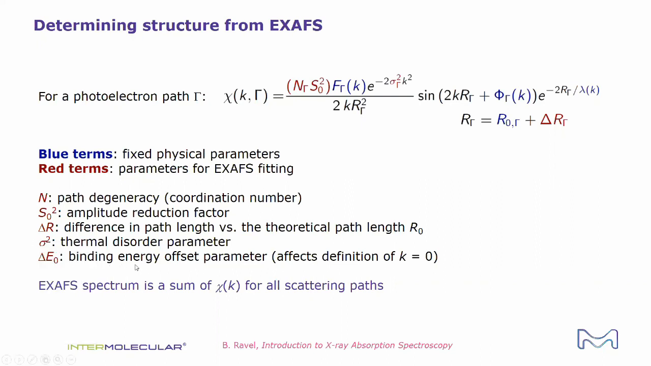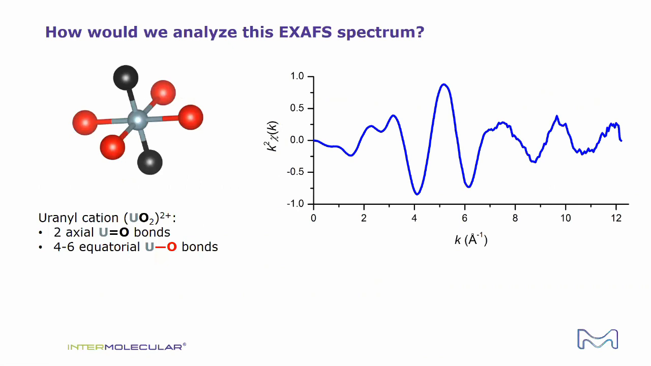When we are fitting an XAS spectrum, we're typically simulating a bunch of photoelectron scattering paths, summing them together, and then letting some of these parameters relax. So let's take a hypothetical example for a uranyl cation. This uranyl cation might be in solution, or it might be adsorbed to a mineral, with a little bit of perturbation to its structure.